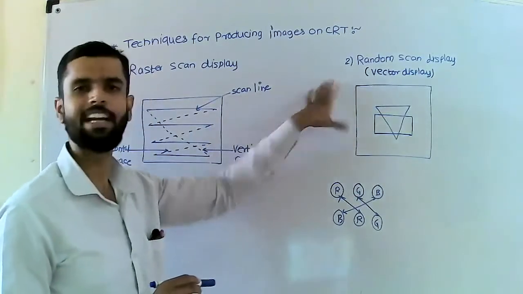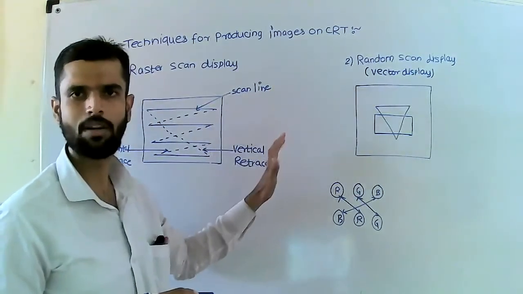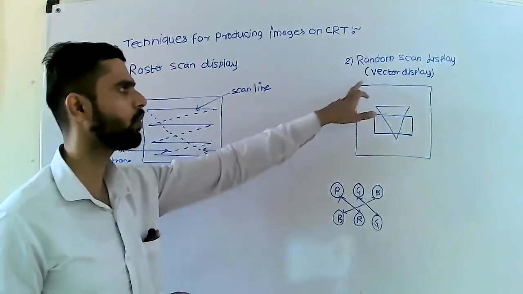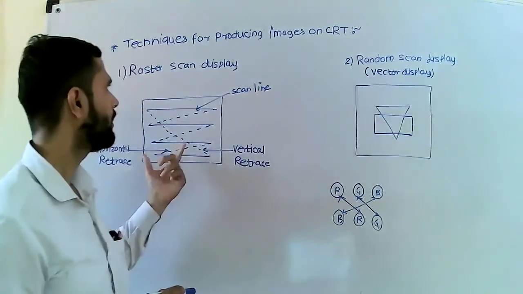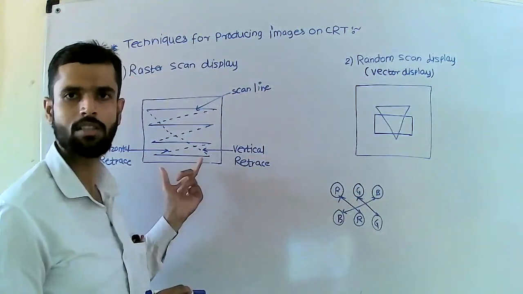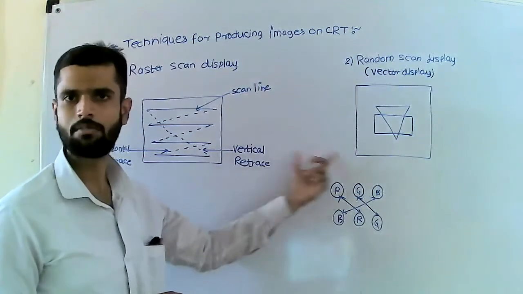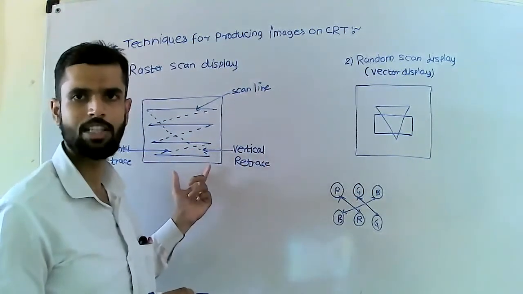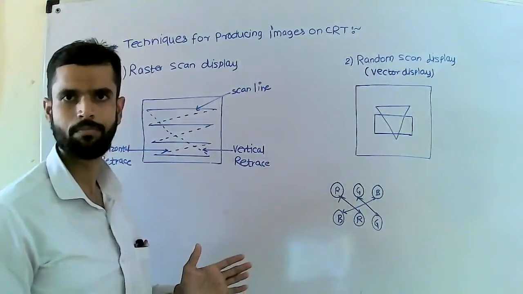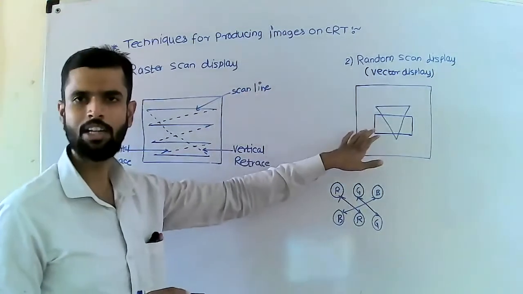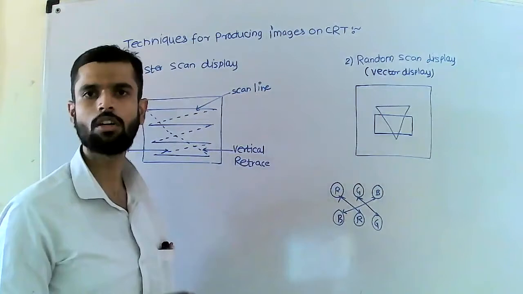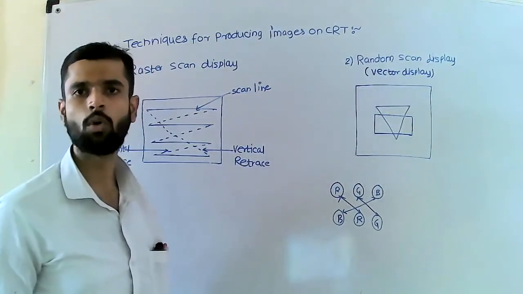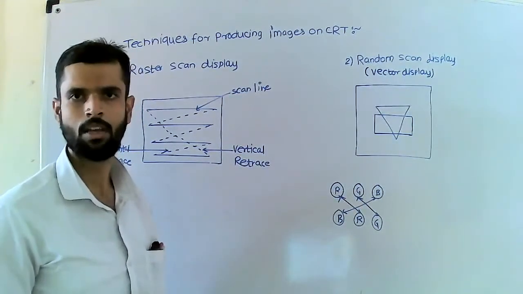Then second is random scan display. As I have already said, it is also called vector display. So what is the main difference between raster scan display and random scan display? Raster scan display scans the whole screen, but in the random scan display, it will only scan the particular portion of the image which we want to display on the computer screen.